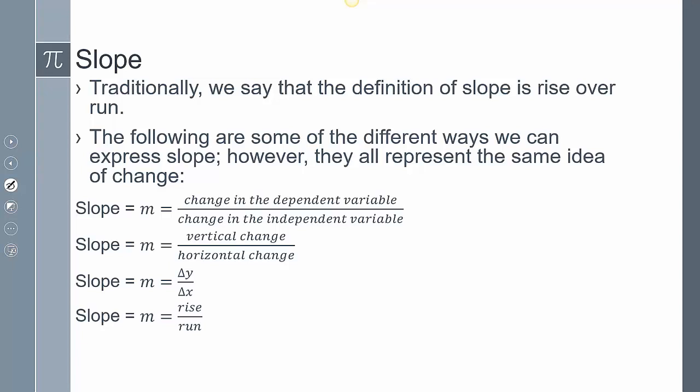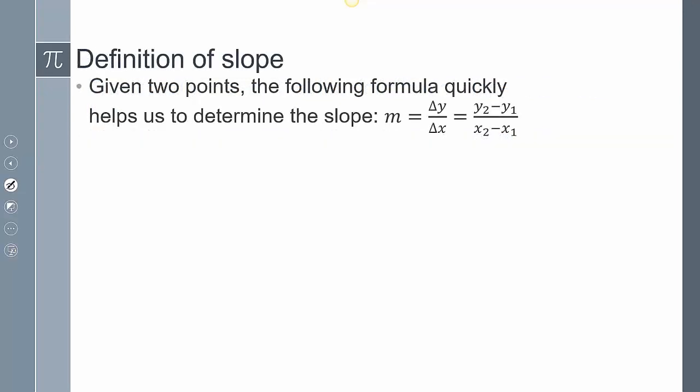Now these are the different ways that we take a look at this. So we could say that slope is the change of the dependent variable over the change in the independent variable, or the vertical change over the horizontal change, or the change in y over the change in x, or the rise over run. And these are all the different traditional ways for us to represent what slope is. But ultimately, for the formula, the slope, which is the change of y over the change of x, is y2 minus y1 over x2 minus x1.